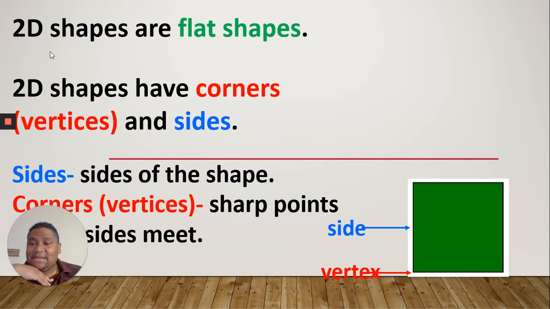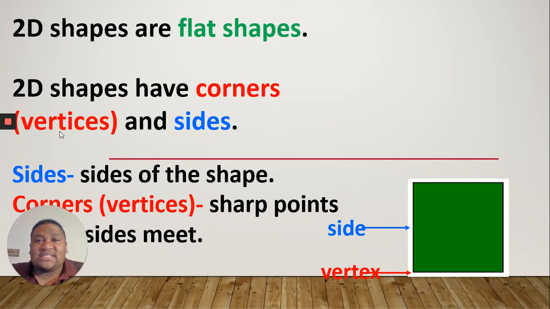All right, so 2D shapes are flat. 2D shapes have corners or vertices and sides. Sides are the sides of the shape, and as you can see, this square labels the sides. But the corner or the vertex is where the 2 points meet. The reason I have the word vertices in parentheses is because corners are kindergarten and first grade words. We're now in second grade preparing for third grade, so we're going to say vertices.